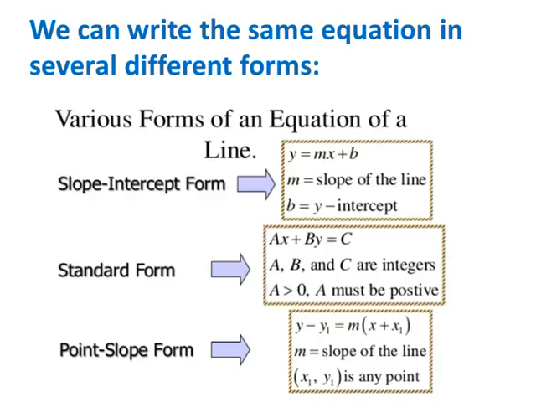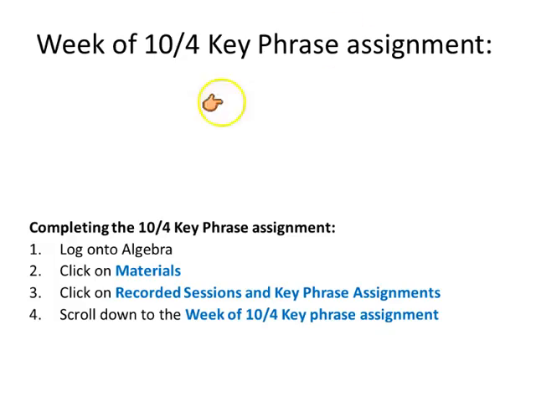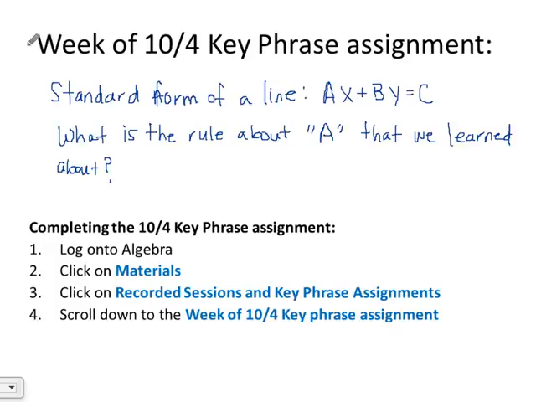That brings us to our key phrase. Let me write in that question for you really quick. This recording focused primarily on the standard form of a line, which is A times x plus B times y equals C, where A, B, and C represent numbers. So what is that rule that we learned about for A? What does A have to be in order for it to be in correct standard form notation?